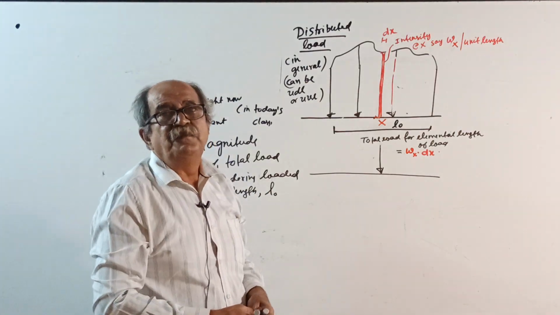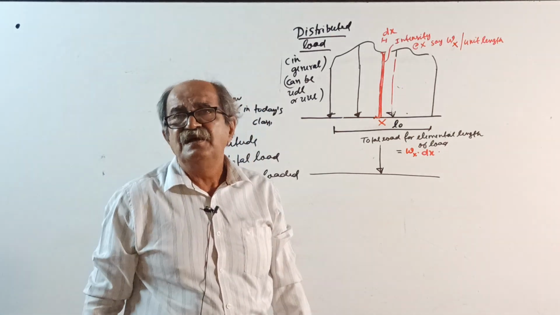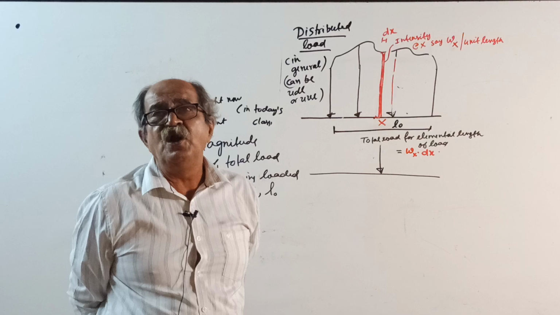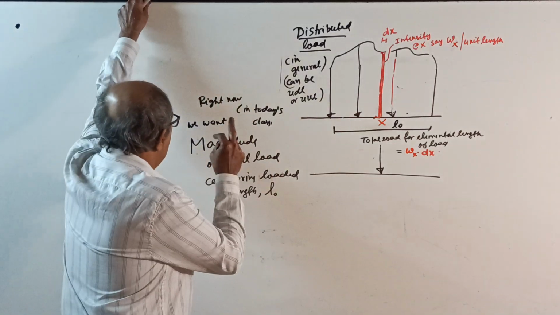Today, that point of direction is already clear. Where it is passing, you will know, it will be through the centroid of the load diagram. That we will discuss later. In today's class, we want to find the magnitude.